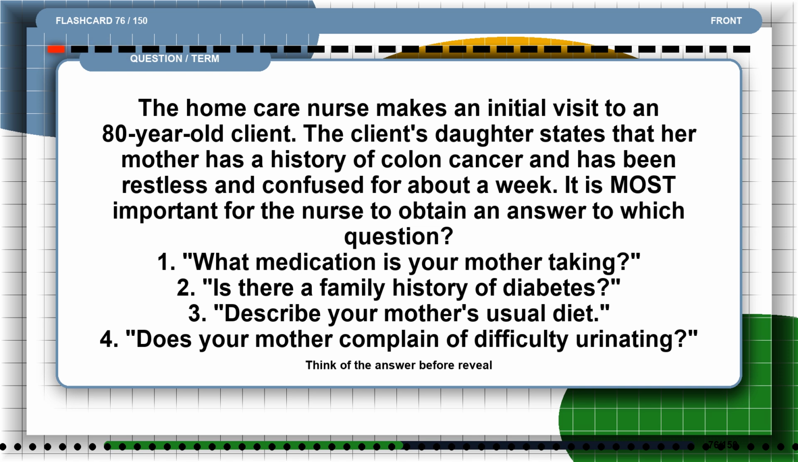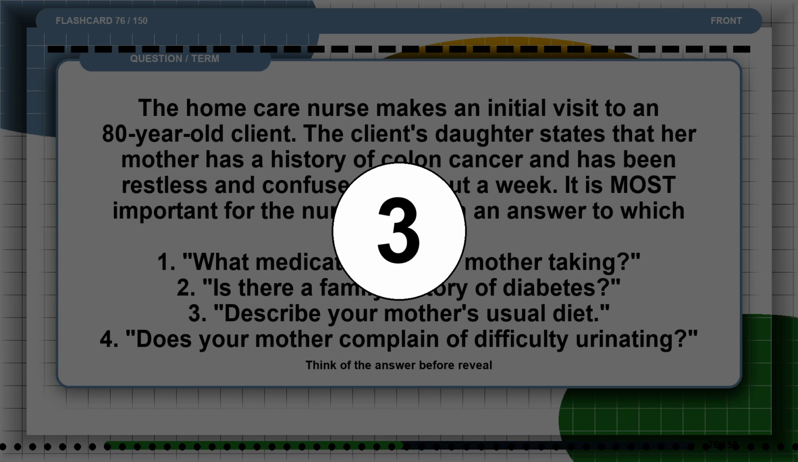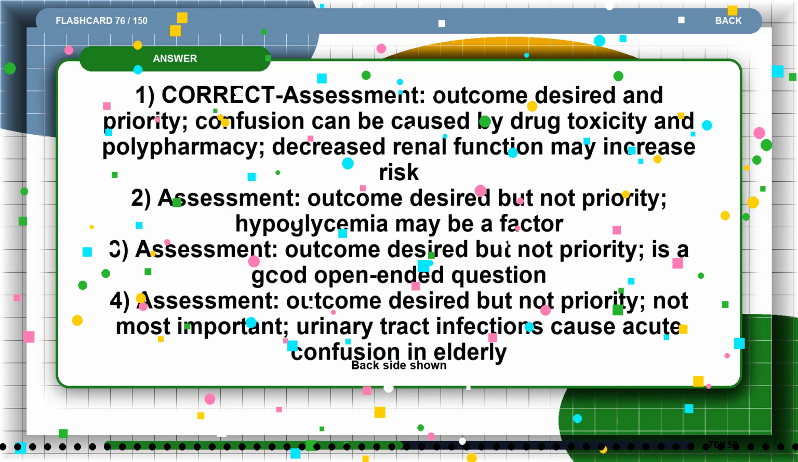Think of the answer before the reveal. The answer is 1. Correct assessment, outcome desired, and priority. Confusion can be caused by drug toxicity and polypharmacy. 2. Decreased renal function may increase risk. Outcome desired, but not priority. Hypoglycemia may be a factor. 3. Assessment. Outcome desired, but not priority. It is a good open-ended question for assessment. 4. Outcome desired, but not priority. Not most important. Urinary tract infections cause acute confusion in the elderly.